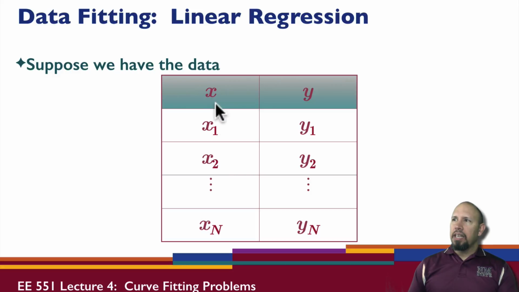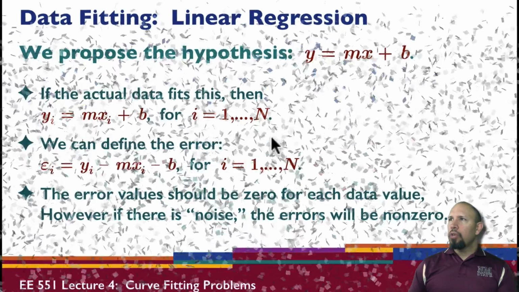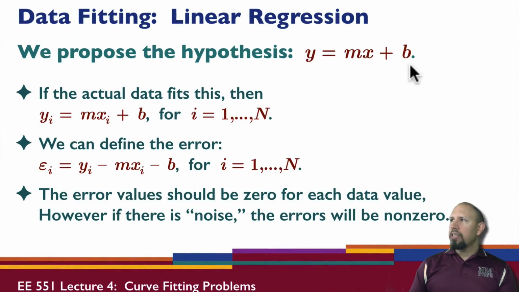Suppose we have some data, x values and y values. So x corresponds to y, and we have n data values that we've collected perhaps from some experiment. What we'd like to do is propose a hypothesis. This is our hypothesis: y is equal to mx plus b. We want to assume a line. So this is linear regression. We're trying to get a line.